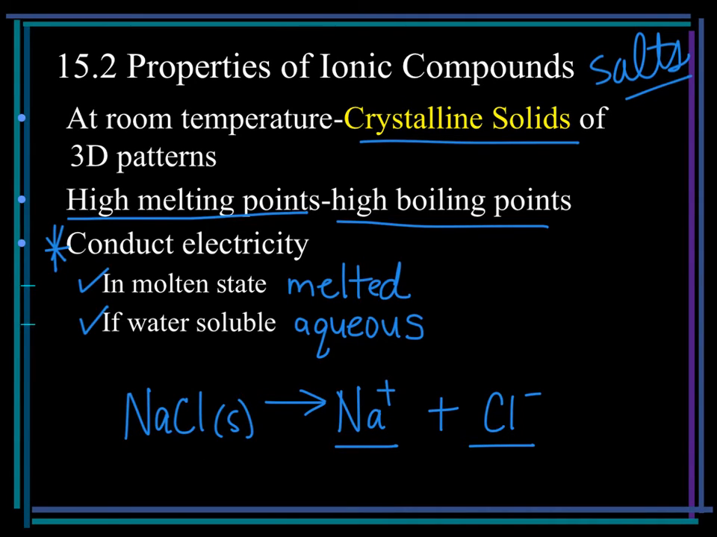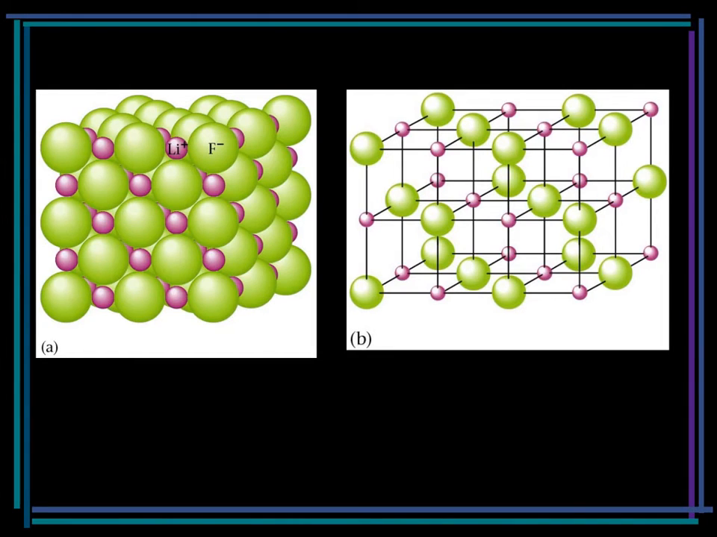All right, so remember the solid form here is neutral with no charge, but when they melt or when they are dissolved in water, they separate into their ions. Now you have charged particles in solution. When you have charged particles in solution, that is what allows it to conduct electricity. You have to have some type of charged particle in solution in order for electricity to be produced, and that's what happens.